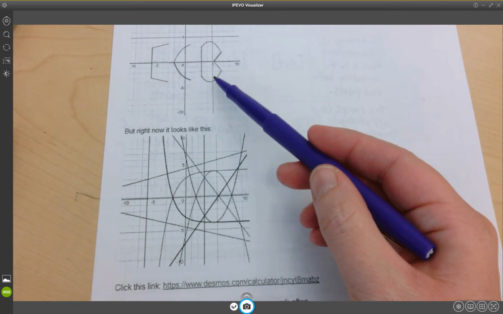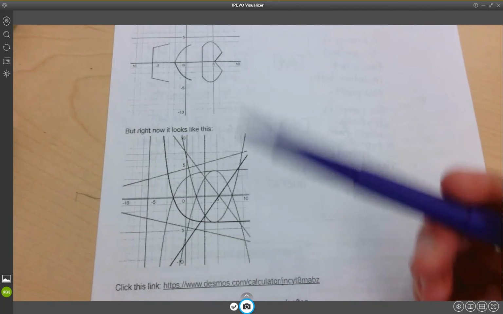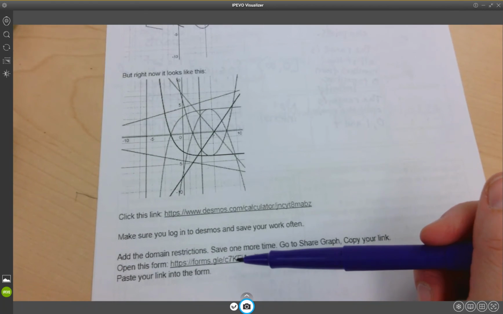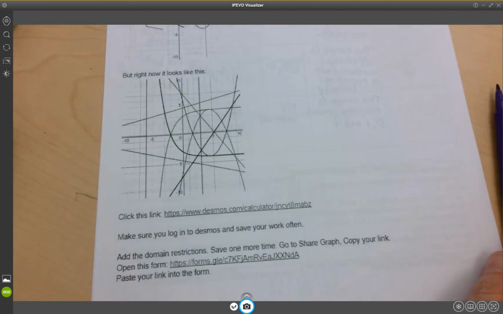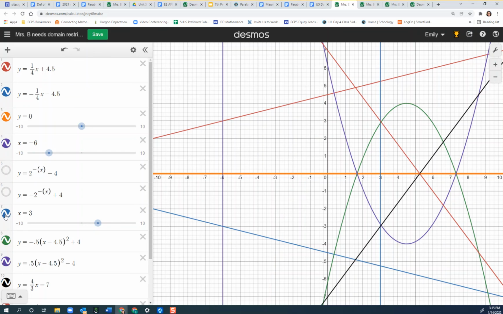And then once you have done all of the domain restrictions to make it look like these initials, there are actually some range restrictions as well. Then you're going to open the form down here, and you're going to put the link to your graph. Remember when you're working in Desmos to save often. Okay, so once you have your graph open, the first thing you want to do is just focus in on the E, and so there's a lot of equations here in the way. So I'm going to keep the first 4 on, and I'm going to turn off the color on the last ones.